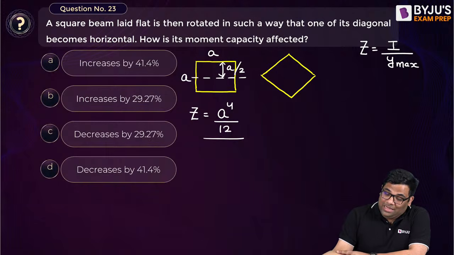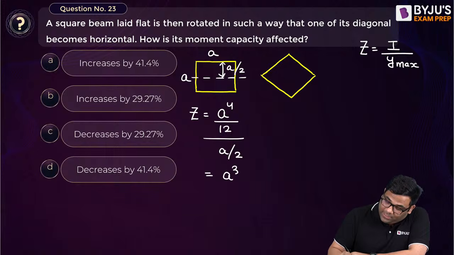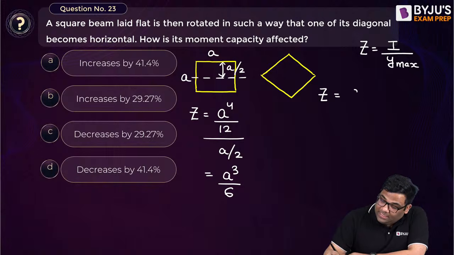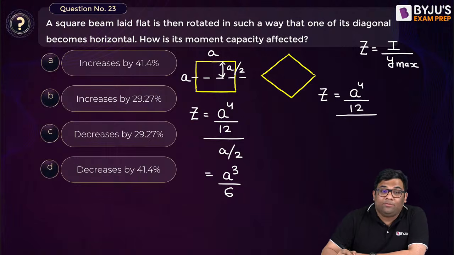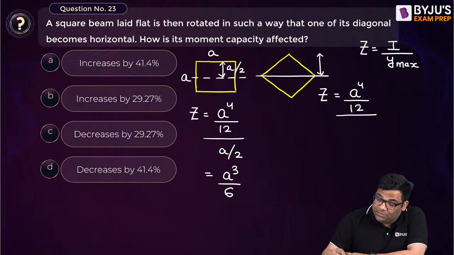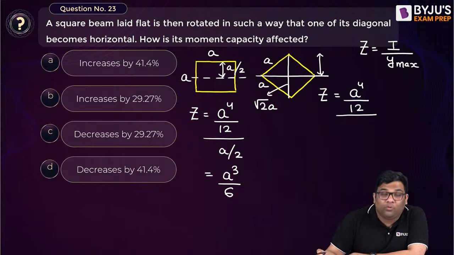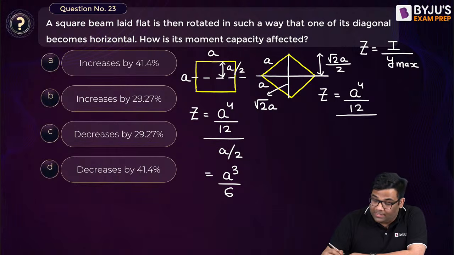Okay. Now, this is A by 2. So how much do we get? A cube by 6. Yes. Now, this Z will be how much? See, the I remains the same when it comes to Y max. Then what is this? This is root 2 a, right? Diagonal length. This is a, this is a, this will be root 2 a. So root 2 a by 2 giving how much? A by root 2. So Y max here is a by root 2.